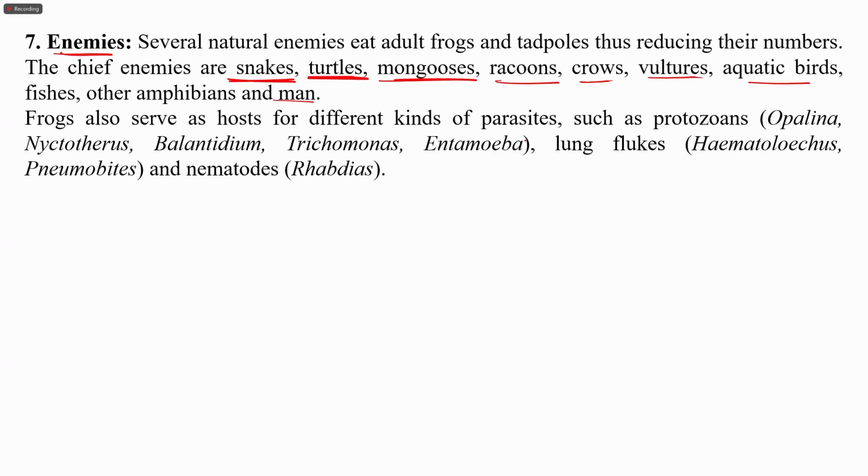Frogs also serve as host for different kinds of parasites, such as protozoans like Opalina, Nyctotherus, Balantidium, Trichomonas, and Amoeba. That is, it carries these parasites on its body. Other examples for which it serves as a host are lung flukes and nematodes like Rhabdias.